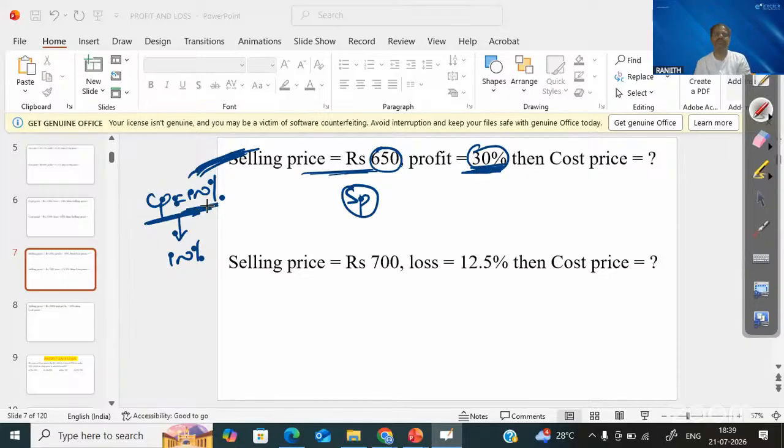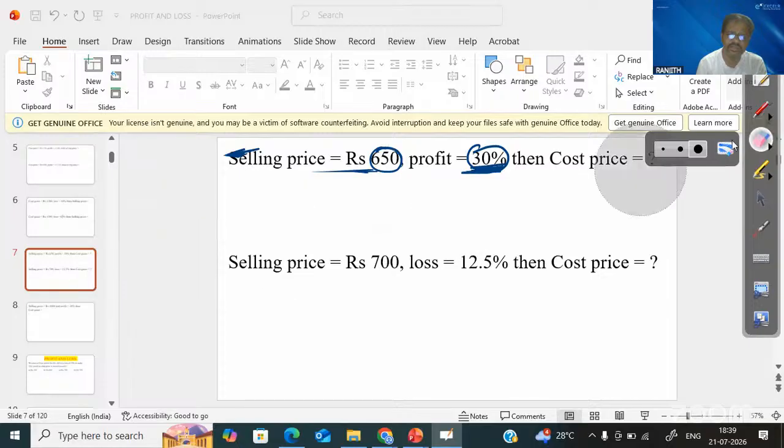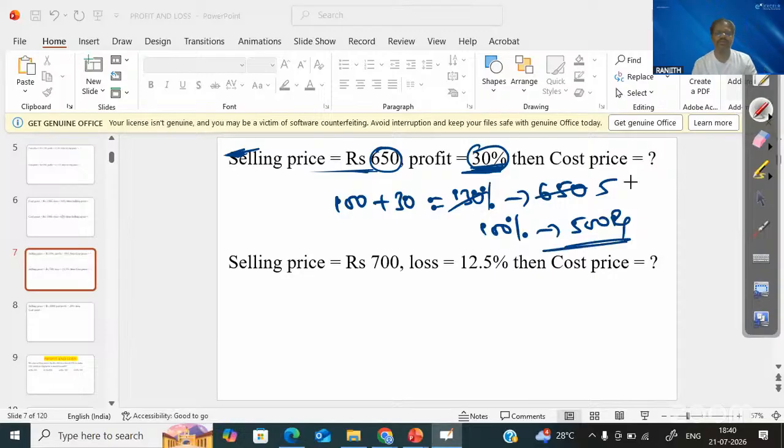He is given that profit is 30 percentage, in the sense obviously selling price will be more than 100. So how much more? It is nothing but cost price plus 30 percentage, total equal to 130 percentage, where 130 percentage equal to 650. We need to find out cost price. In 13 5s are 65, so the answer will be equal to 500 rupees, where cost price equal to 500 rupees.